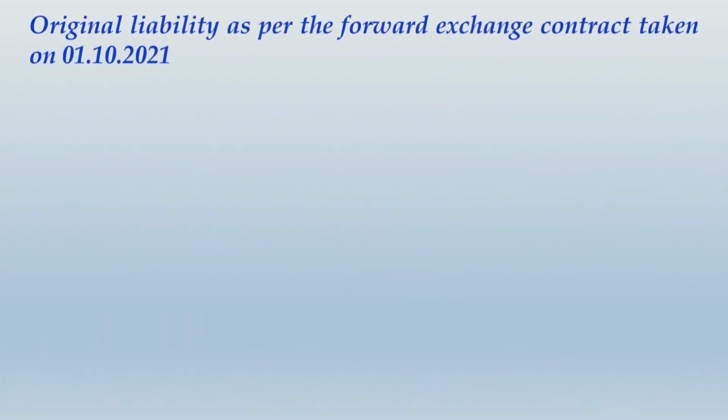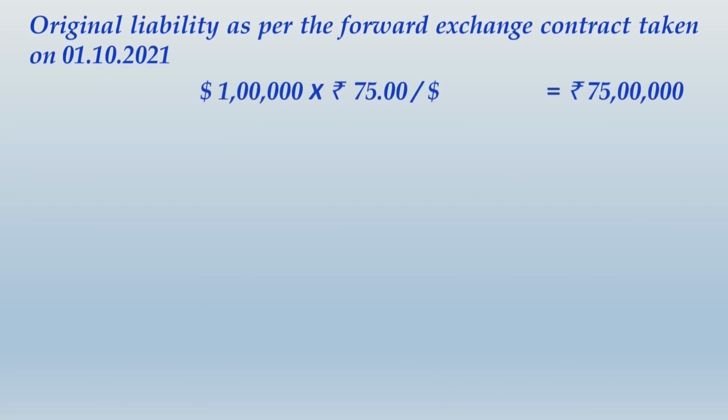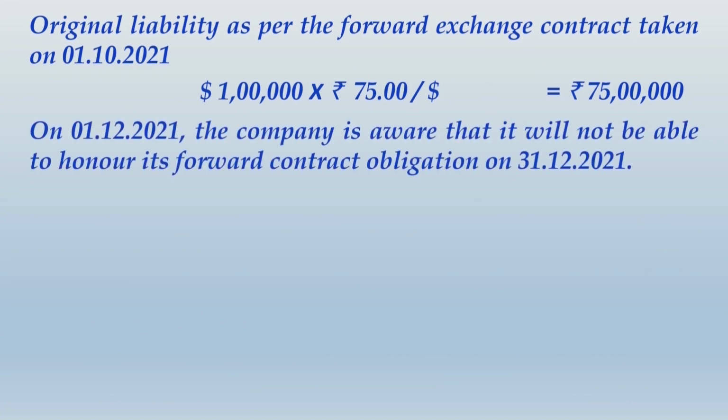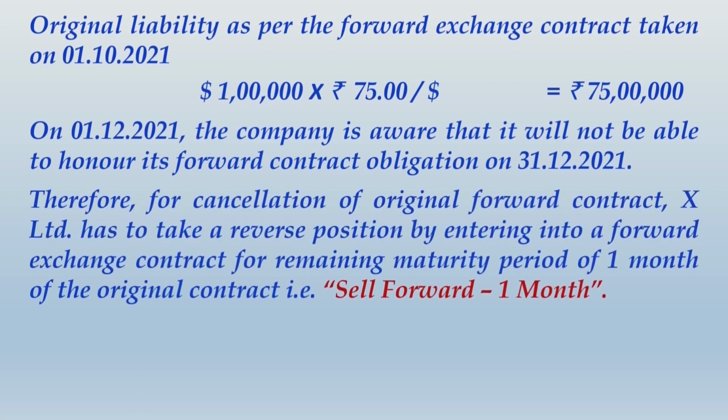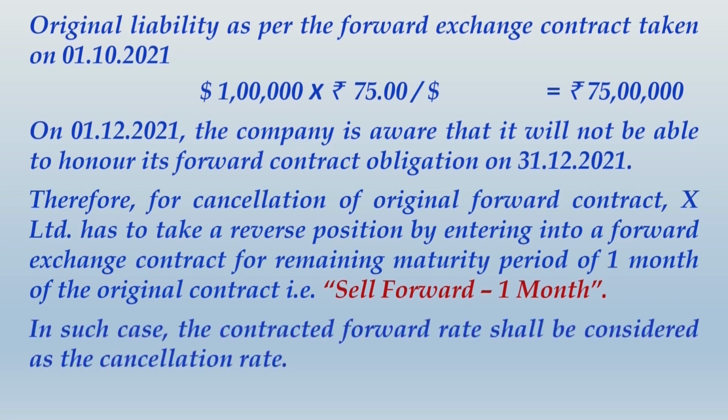Original liability as per the forward exchange contract taken on 1/10/2021 will be $1 lakh into rupees 75 per dollar, that is rupees 75 lakhs. On 1/12/2021, the company is aware that it will not be able to honor its forward contract obligation on 31/12/2021. Therefore, for cancellation of the original forward contract, X Limited has to take a reverse position by entering into a forward exchange contract for the remaining maturity period of 1 month of the original forward contract, that is sell forward 1 month. In such case, the contracted forward rate shall be considered as the cancellation rate, and such cancellation rate will be $1 equals rupees 74.70. Please write up this part of the answer and then I take you ahead.